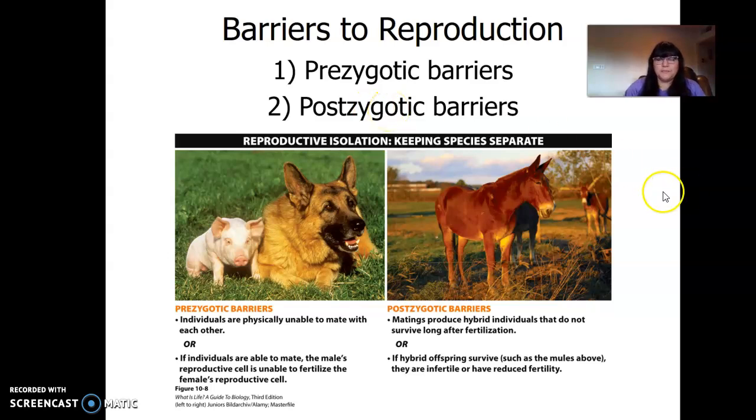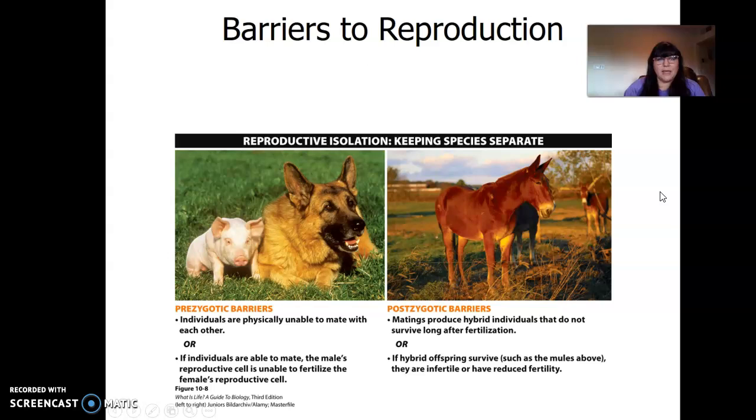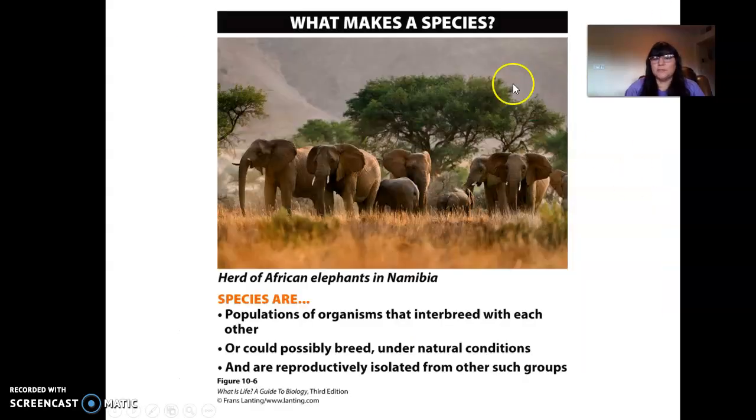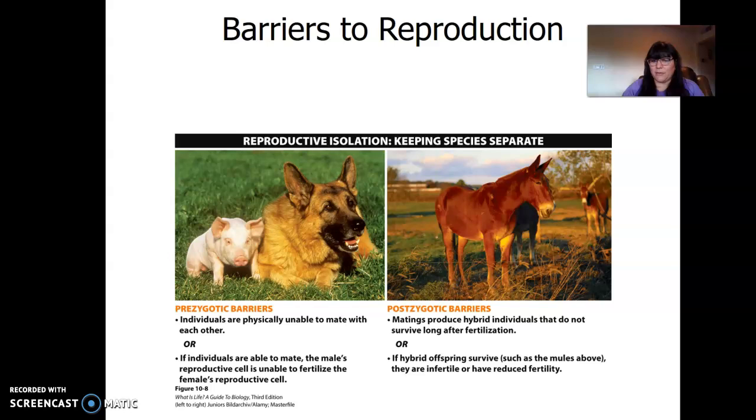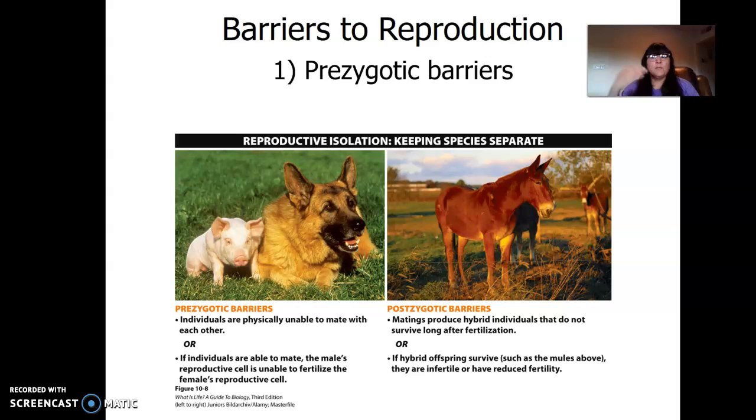So over here, it says, natural species, populations of organisms that interbreed with each other or could possibly breed under natural conditions, okay? So then it's like, why wouldn't they breed with one another? Well, there could be prezygotic barriers, why they don't breed. They're breeding at different times. Or with birds, remember the birds had to do the mating dance? Well, if the birds aren't doing the same mating dance, or if they're not doing the same mating calls, they're not going to breed with one another. That would be a prezygotic barrier.